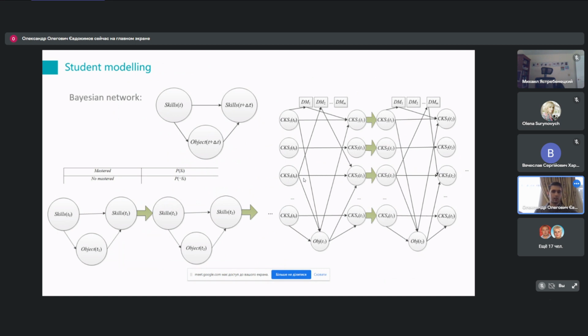CKS is the component of knowledge and skills at time t. Object is the object introduced by the student, and DM is the diagnostic model. Note that not all components of knowledge and skills, as well as not all diagnostic models, can participate in communication with object.